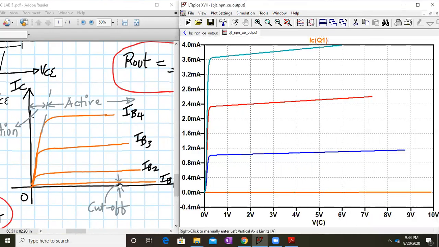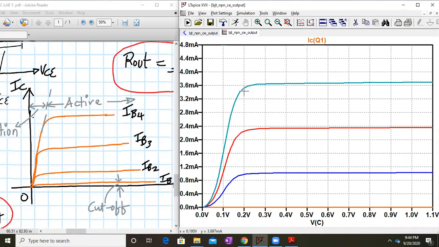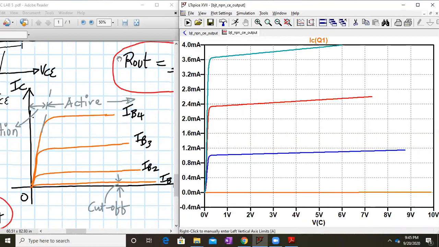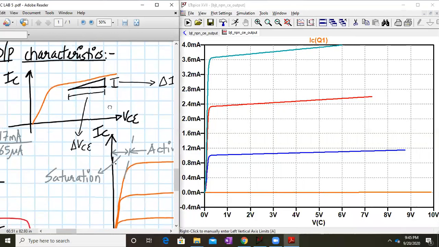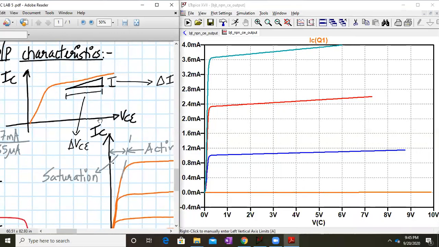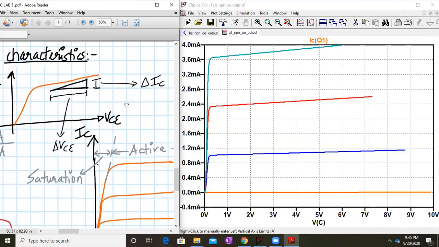Below this orange color curve and the x-axis is my cutoff region. Over here we can see the current is rising, increasing gradually and linearly. That region is called the active region. And over here on the extreme left-hand side of the screen, to the left of this, whenever it becomes almost constant, this is my saturation region. Now I have to calculate for only one value of IB. So what I need to do is measure VCE and the corresponding value of IC.